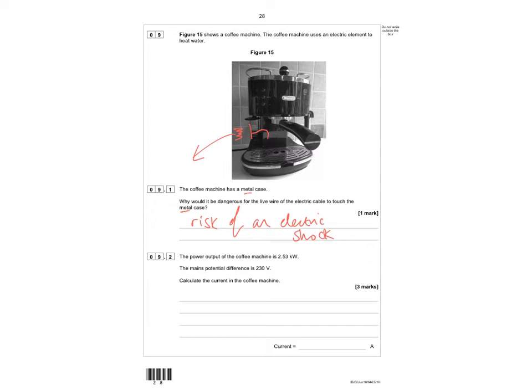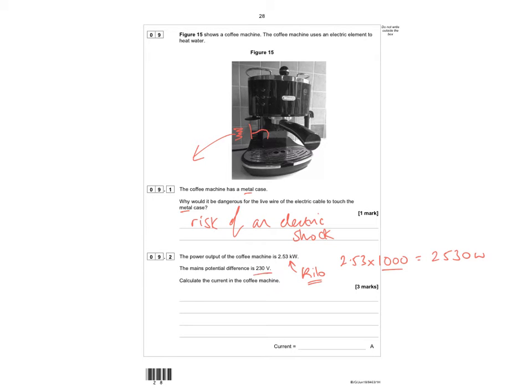In 9.2, the power output of the coffee machine is 2.53 kW. The mains potential difference is 230 V. Calculate the current in the coffee machine. The first thing to note is we've got a K, and that means kilo. So 2.53, and to turn that into just watts, we need to multiply by 1,000. Anything with a kilo, we multiply by 1,000. That gives us 2,530 watts.